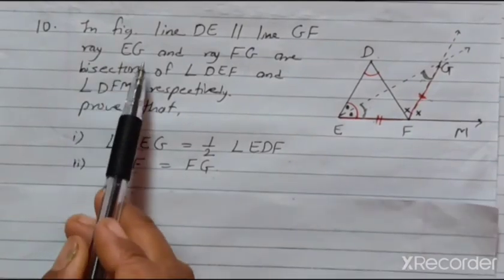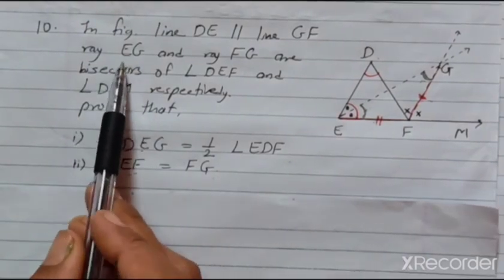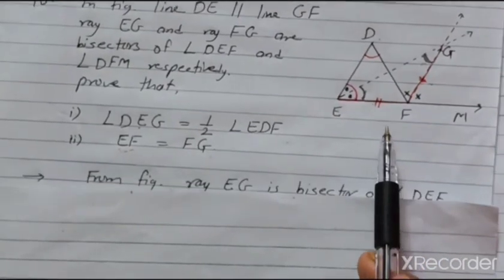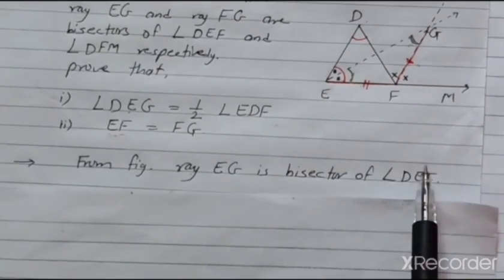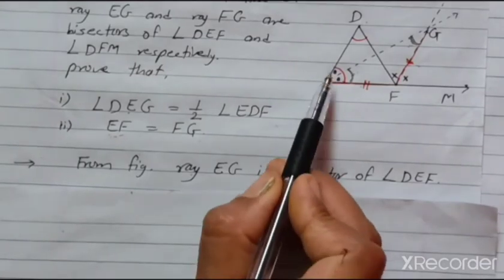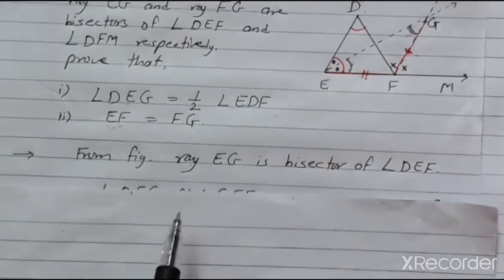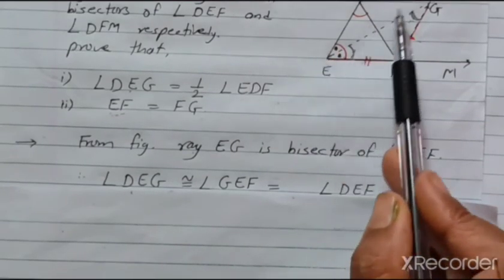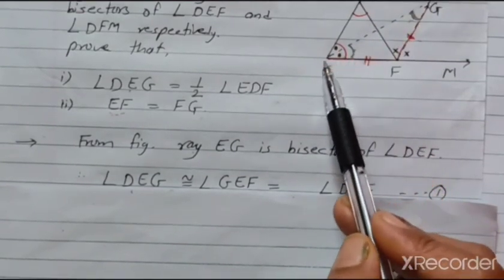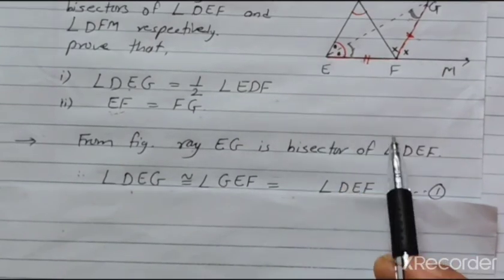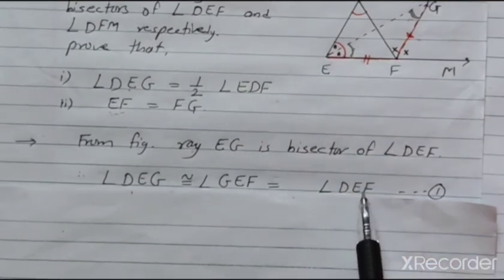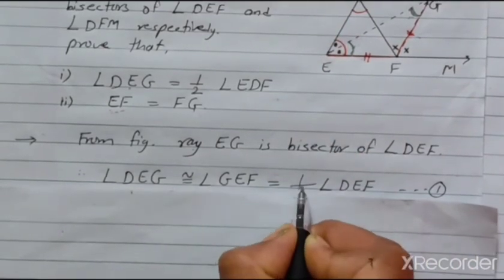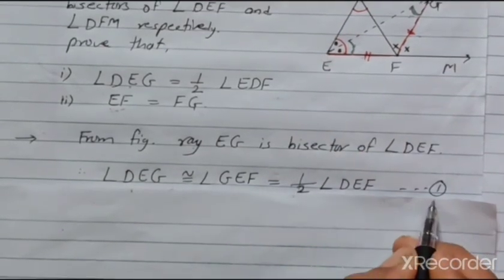From the given statement, ray EG is an angle bisector of angle DEF. If it is an angle bisector, these two angles are congruent. The name of the first angle is angle DEG and the second is angle GEF. And if you compare it with its actual angle, that is DEF, it is half of it. So suppose this is our equation number 1.